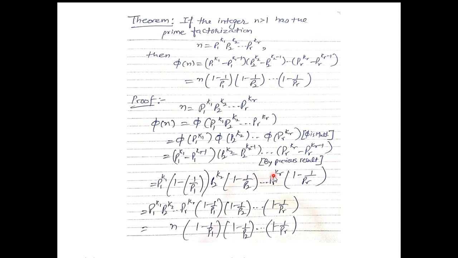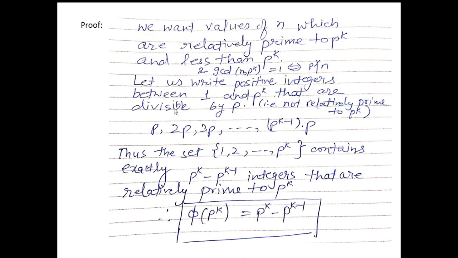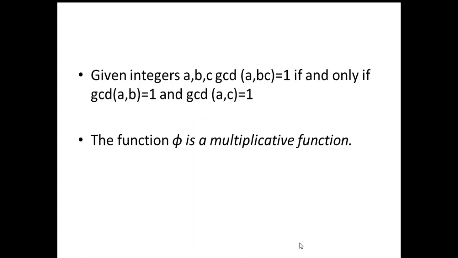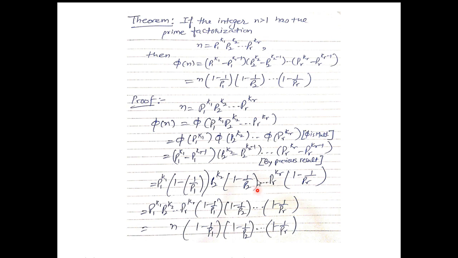Now this important result says that if the integer n greater than 1 has the prime factorization form, n is given in this form, then the value of phi n is given by this. Earlier we saw that if n is given in this form, p to the power k, then phi of p to the power k is this. Now we are saying that if n is in this form, a product of prime powers, then what is the value of phi n? This is given by this.